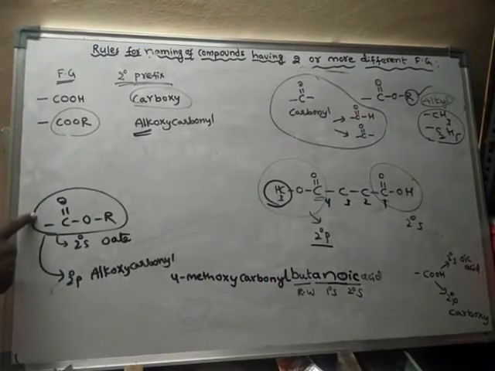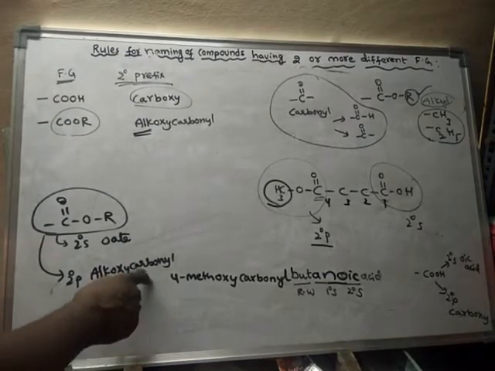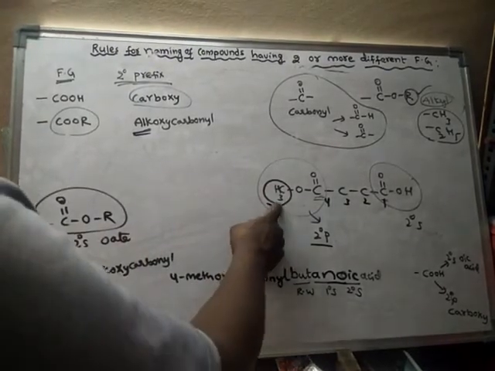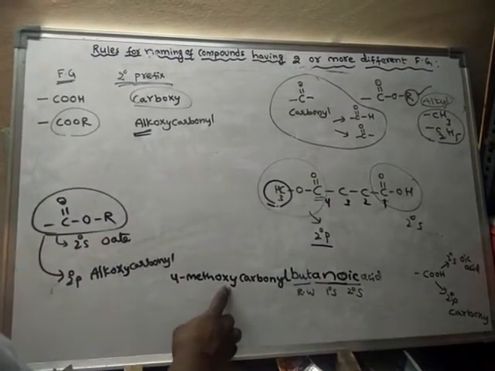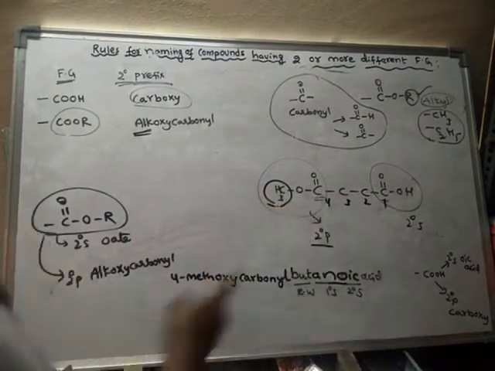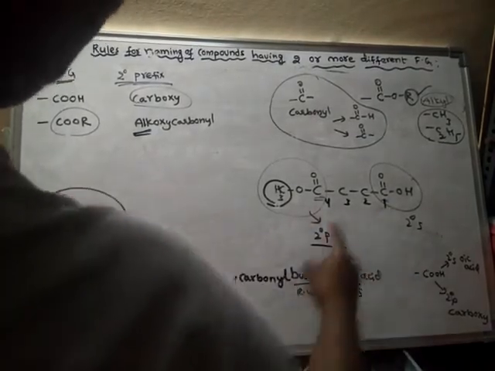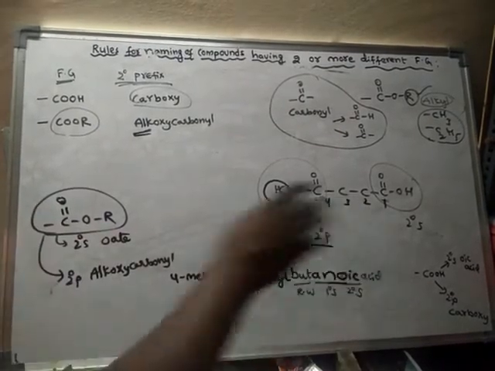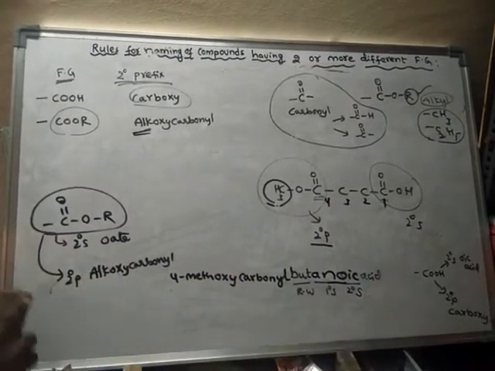So the secondary prefix name of ester is alkoxycarbonyl. Which alkyl? It is methyl. That is why methoxycarbonyl. On which carbon is this ester present? On the fourth carbon. Hence 4-methoxycarbonyl. As there are four carbon atoms in the parent chain, it is butanoic acid. So like this, the name of this compound will be this one. Right.